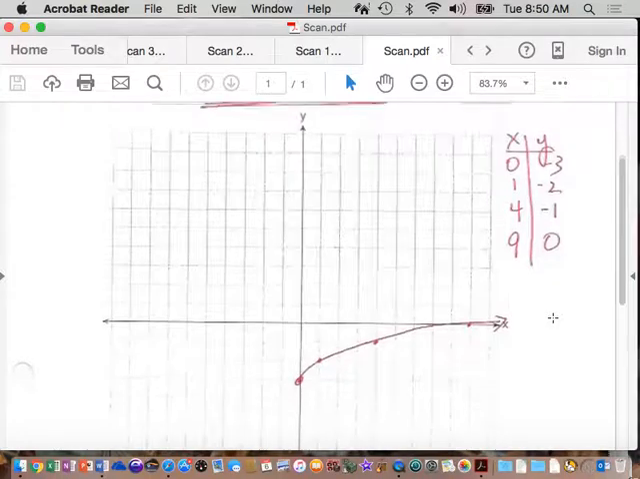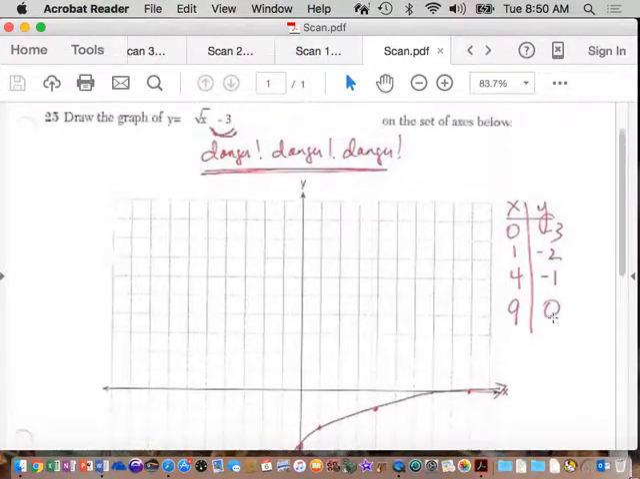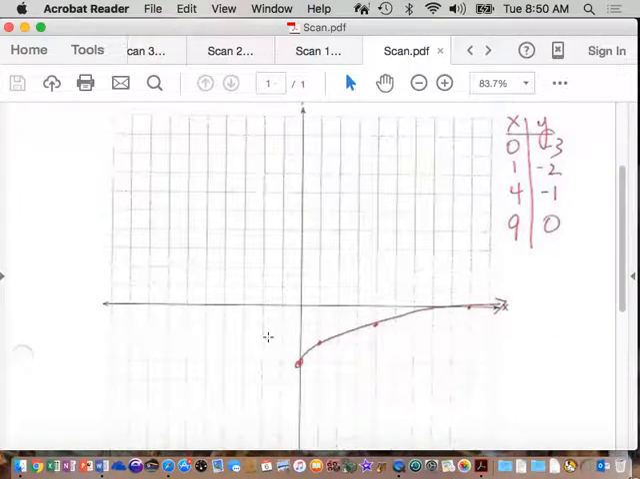So let's turn to the first page, because we're here already, and let's work our way through it. Danger, danger, danger. We talked about making sure that -3 is not under the radical. Remember we did that on one of those quizzes? So this is how your graph should look. I think I saw 1 or 2 kids who did not move that -3 out from under the radical.